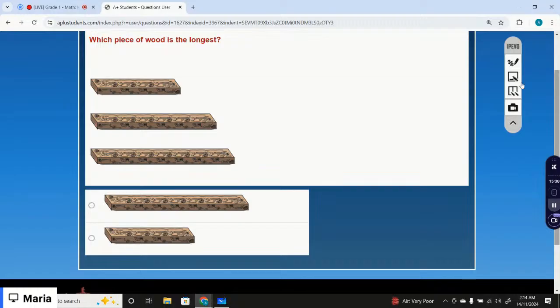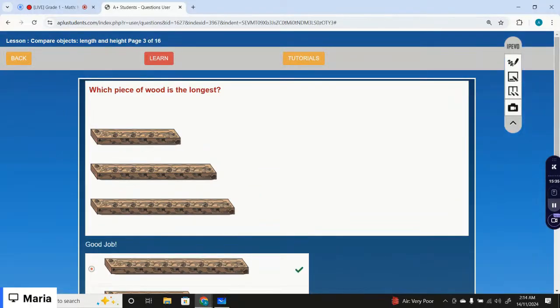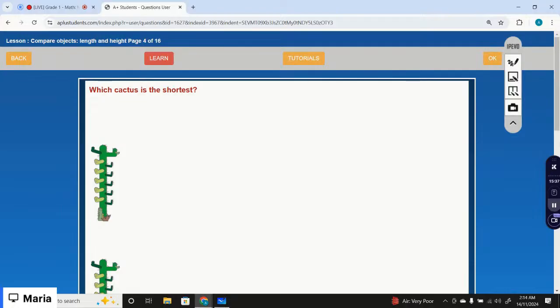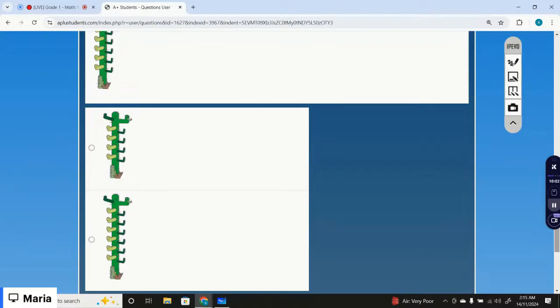That is very good. Option number one is the correct option. That is the longest one. Which cactus is the shortest? Here you are given the options. Just look at the options. So which one is the shortest?